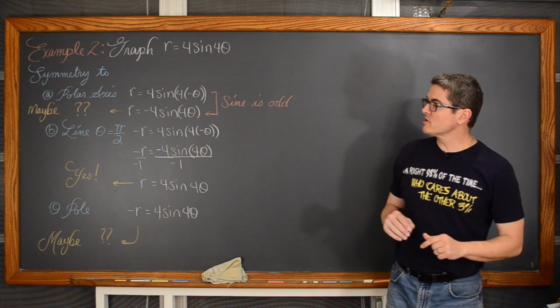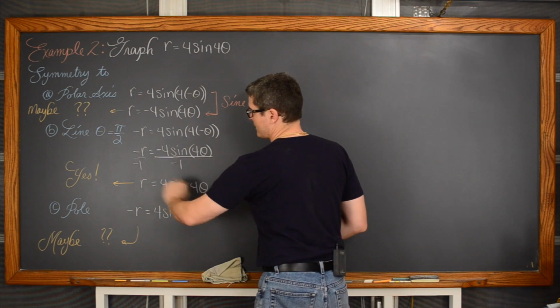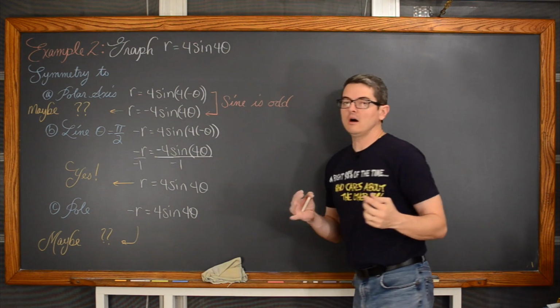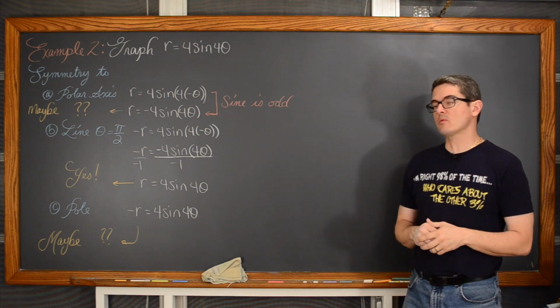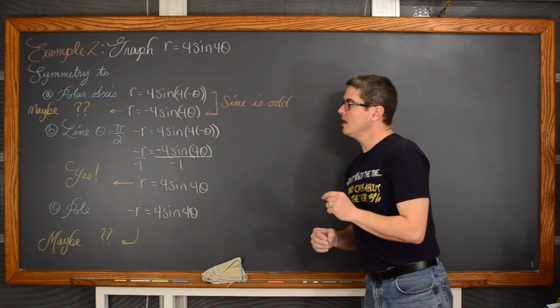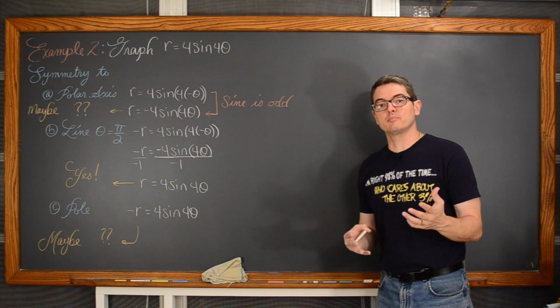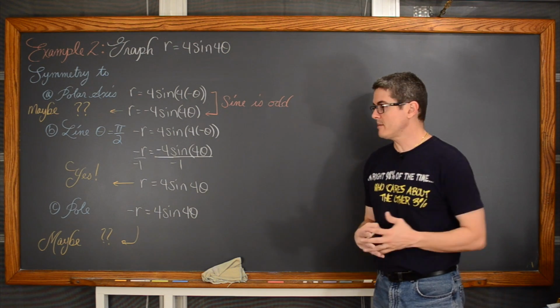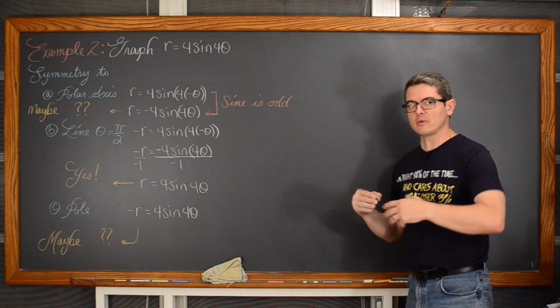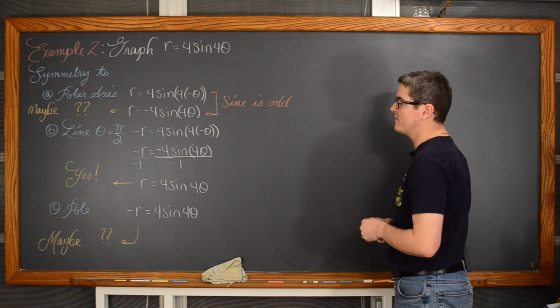From our algebraic tests of plugging in negative theta, negative r, and negative theta and negative r, we know that this graph is going to be symmetric about the line theta equals pi over 2. If we were doing a t-table for this graph, that may allow us to stop the t-table a little bit short, or just do it in pieces so we can get the entire picture of the graph. But we're going to focus on just finding the endpoints of the petals.